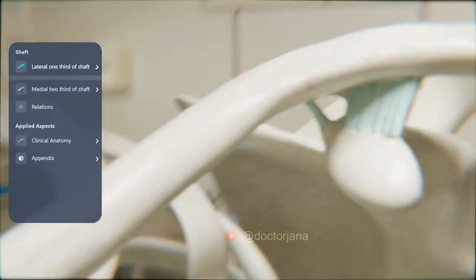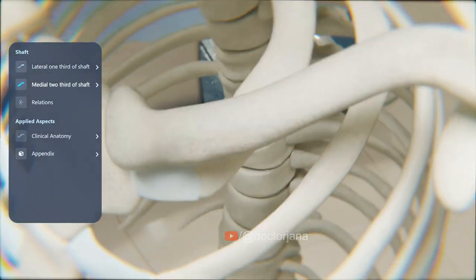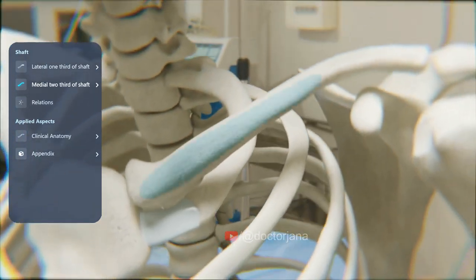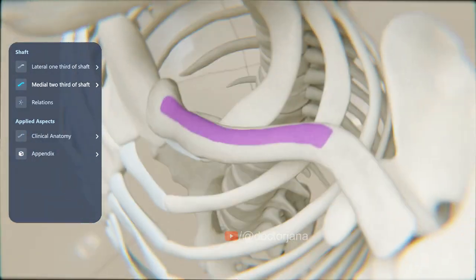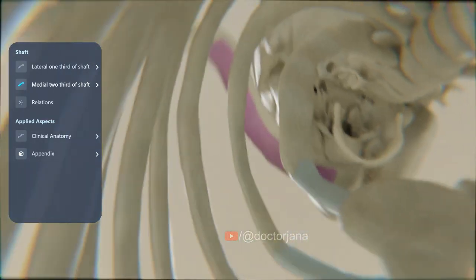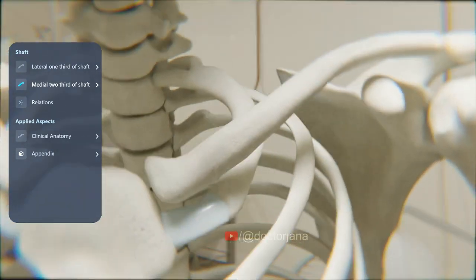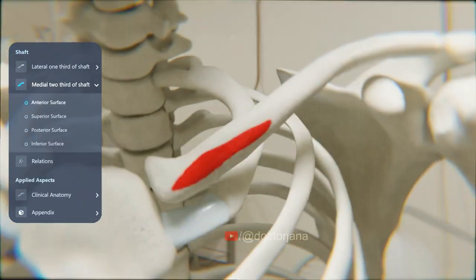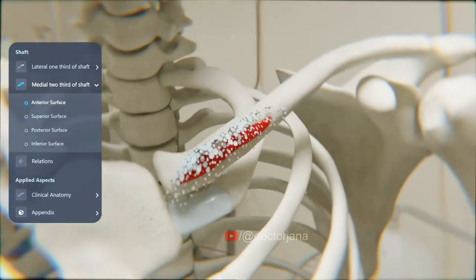Now, let's explore the medial 2/3. It is cylindrical in shape and it has four surfaces without any limiting borders: the anterior surface, superior surface, posterior surface, and the inferior surface. The anterior surface gives origin to the pectoralis major muscle.